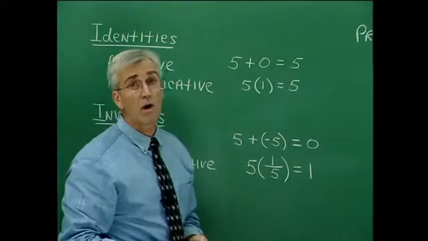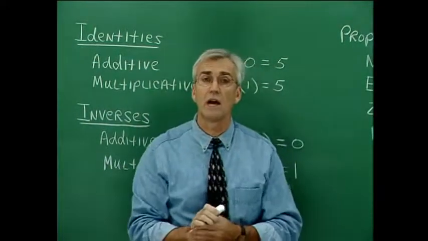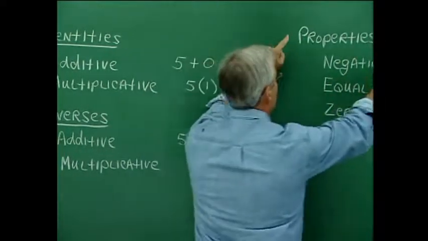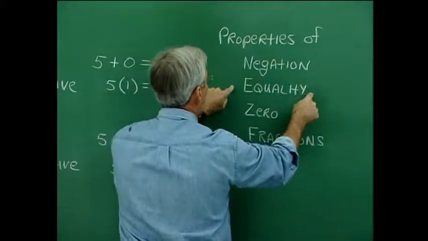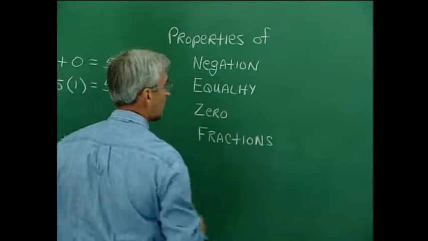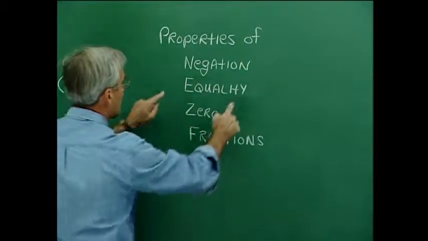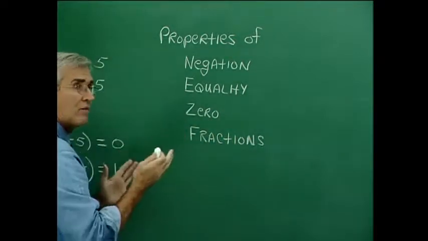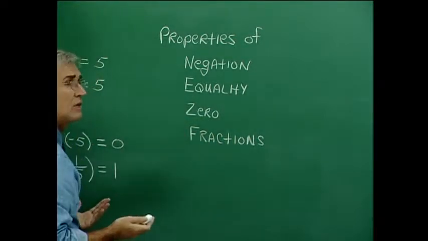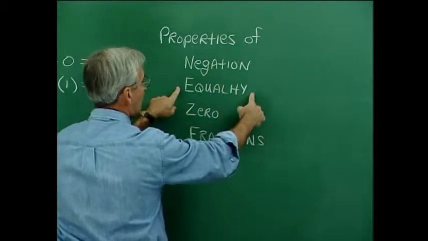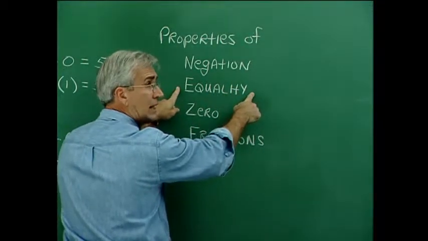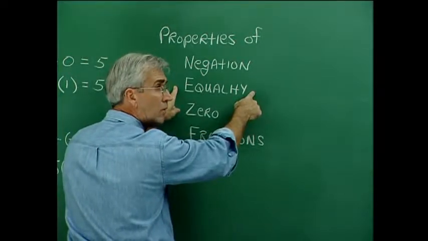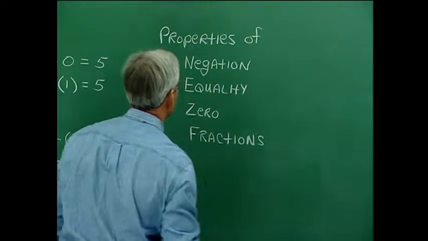Well, there are a number of other properties that are listed in your textbook, and I invite you to have a look at them. There is a listing of properties of negation, properties of equality, properties of zero, properties of fractions. The notion with equality, as you'll notice, is the notion that allows us to solve or manipulate equations. We can add the same number on both sides of an equation and maintain equality. We can subtract the same number and maintain equality. We can multiply on both sides and maintain equality, and so on.